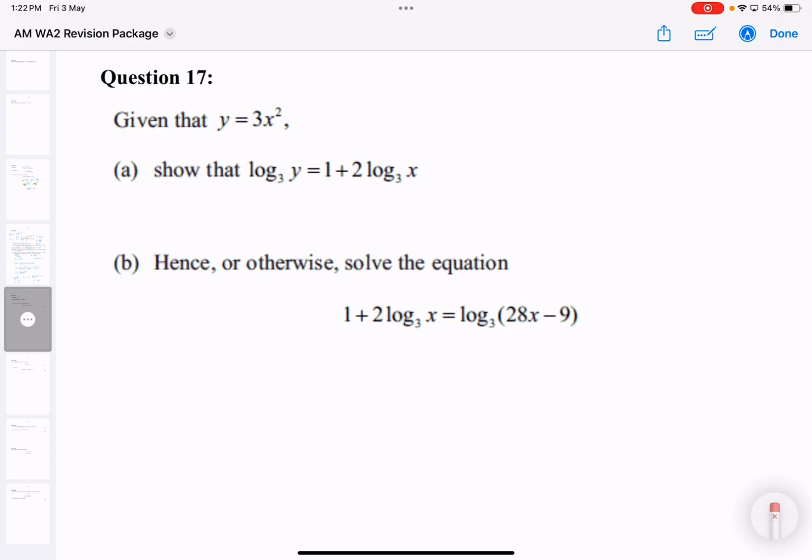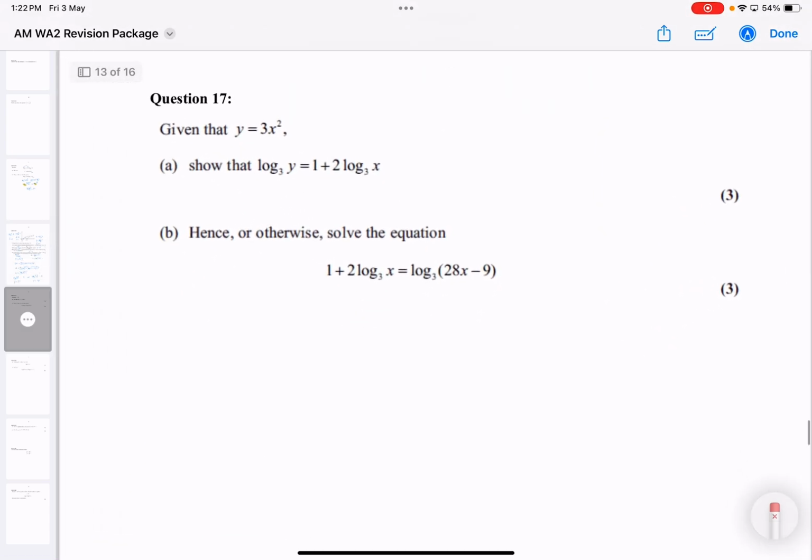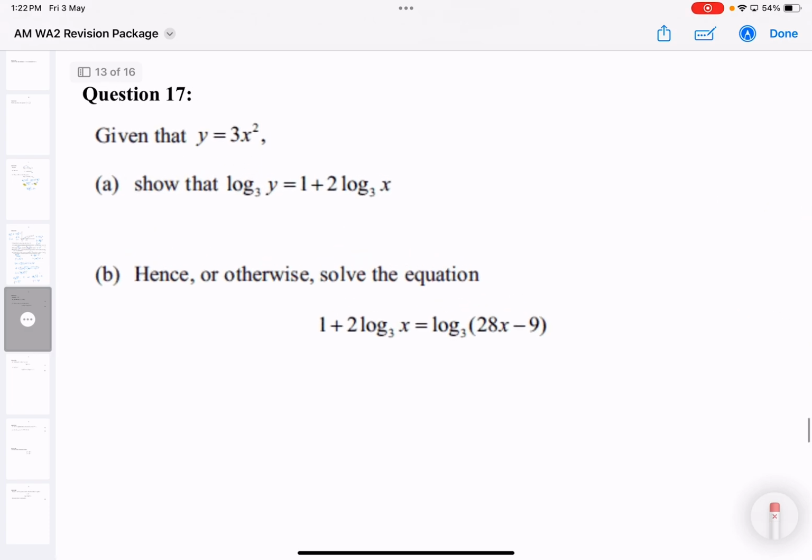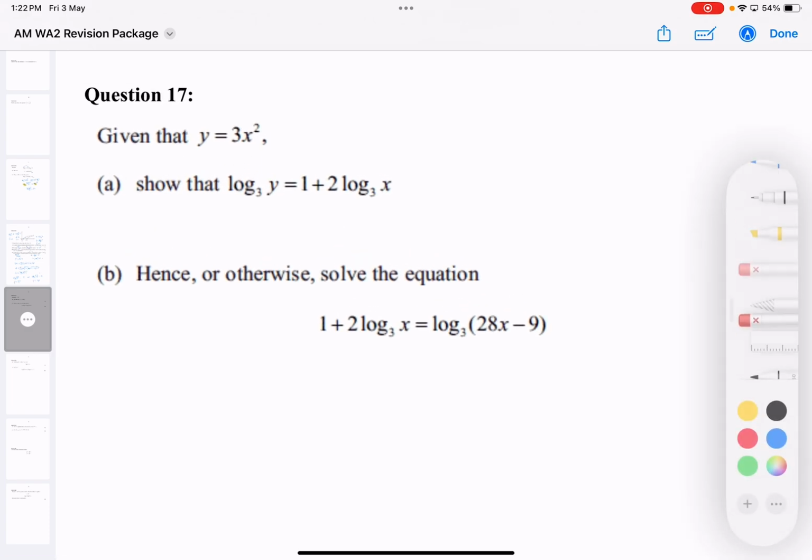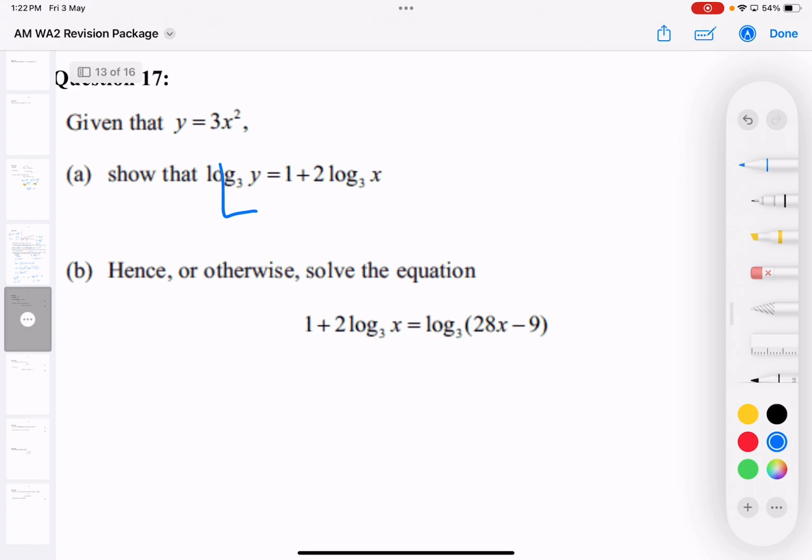Okay, this one last question already because I think some of you got to go for chemistry. Okay? I'm given that y is equals to 3x squared. How do I show that this is going to be equals to this?